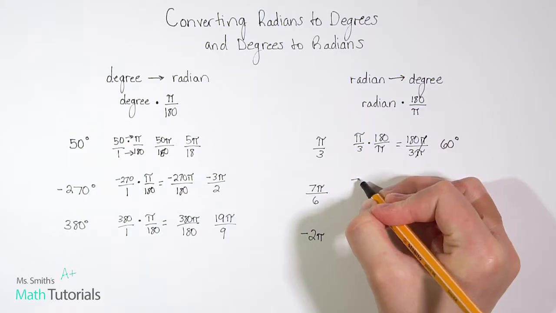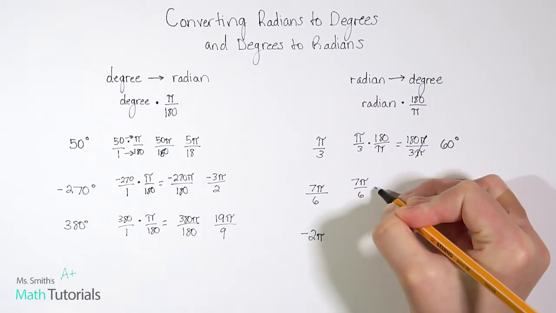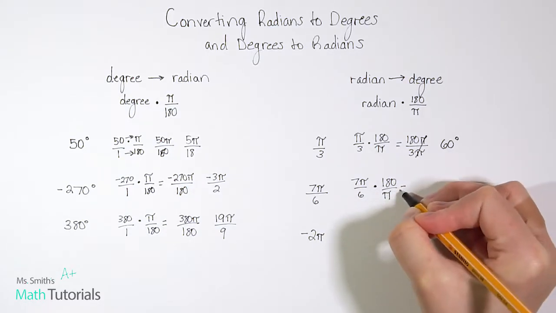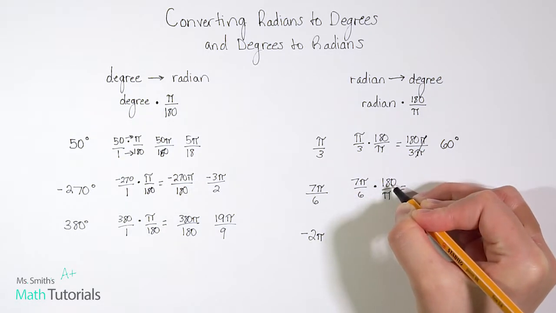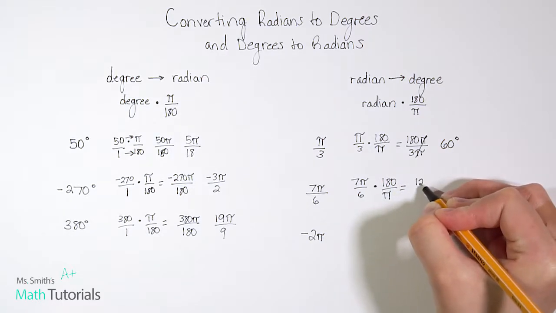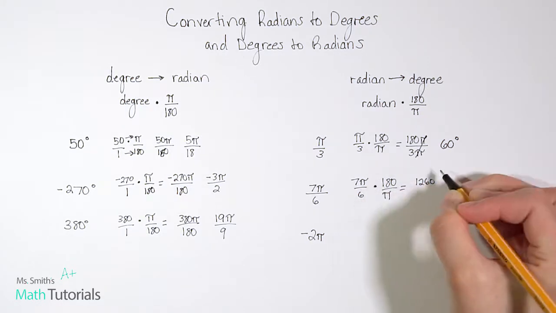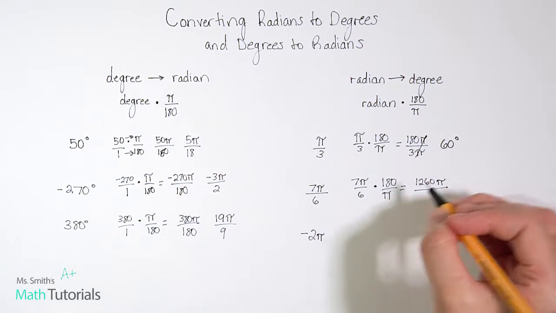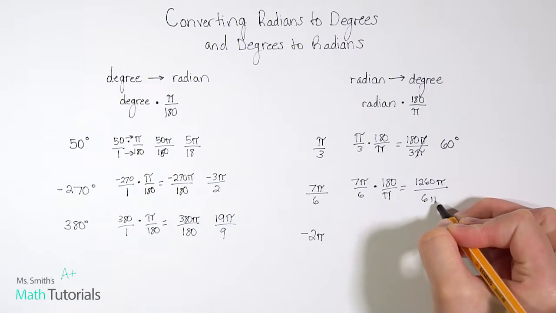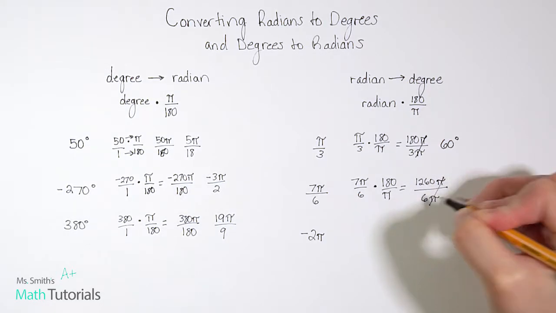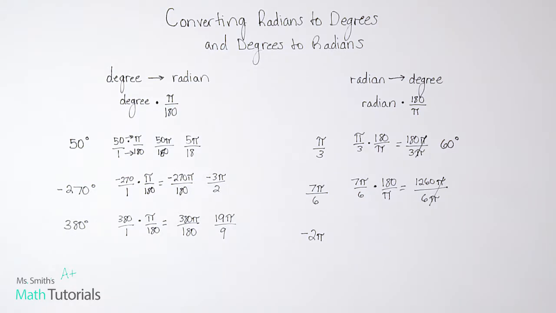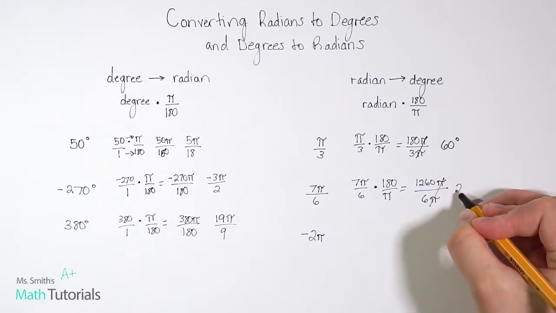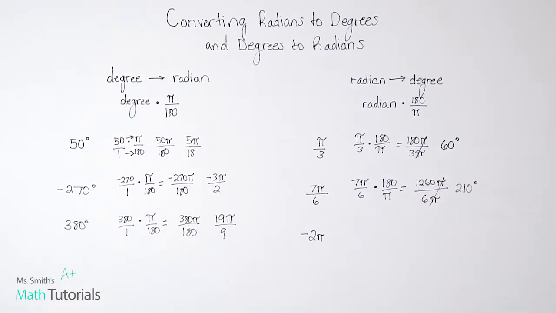If we had 7 pi over 6, and we would multiply that by 180 over pi, so let's multiply straight across. So 7 times 180, that actually gives us 1260, and don't forget our pi, over 6 times pi is just 6 pi. At this point, our pi's cancel, and your pi should always cancel when you're moving from radian to degree. And 1260 divided by 6 is 210 degrees.